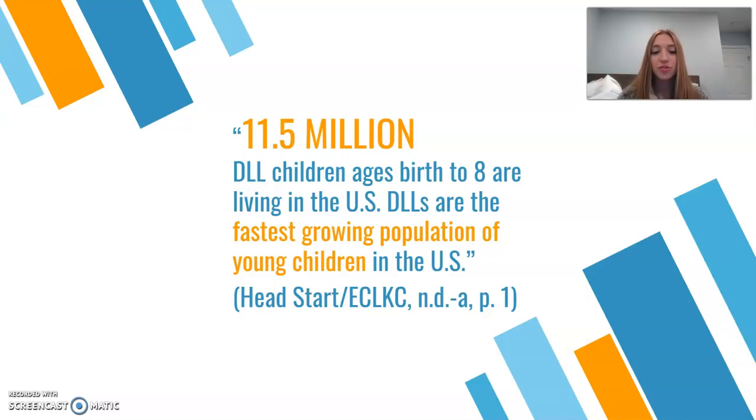And then on this slide, I included a quote from the course materials to emphasize why this area is so important. 11.5 million dual language learner children ages birth to 8 years old are living in the U.S. Dual language learners are the fastest growing population of young children in the U.S. And so I think this quote really shows exactly why it's so important to focus on dual language learners, as they are the fastest growing population. And if you think about it, there's already 11.5 million children that are birth to 8 years old living in the US. That's a lot of kids.